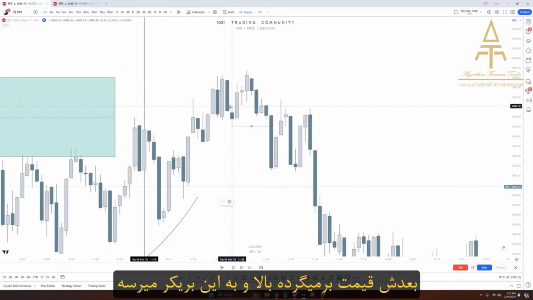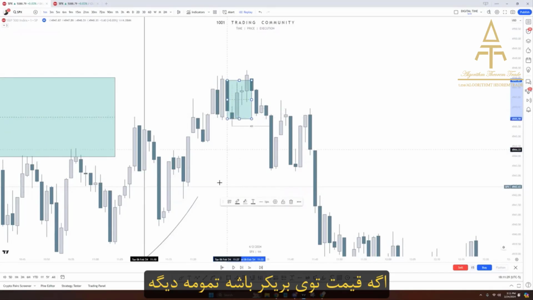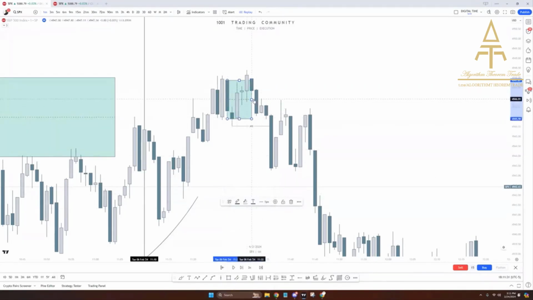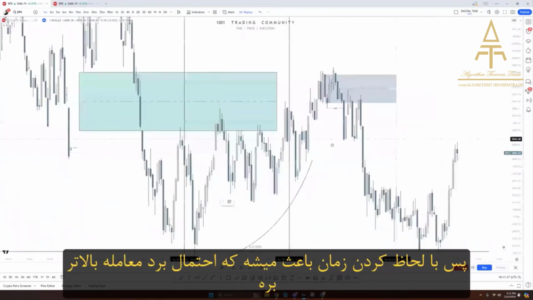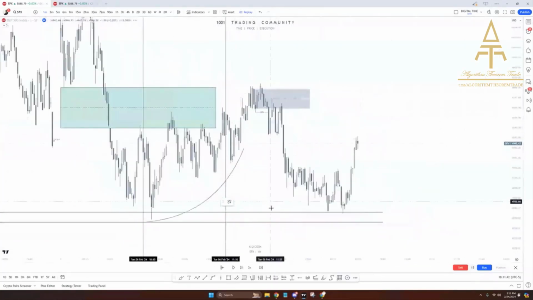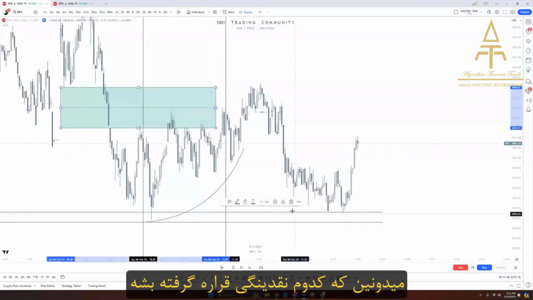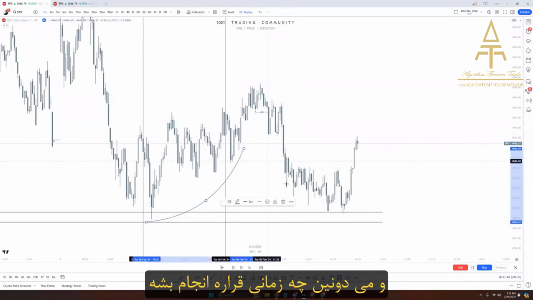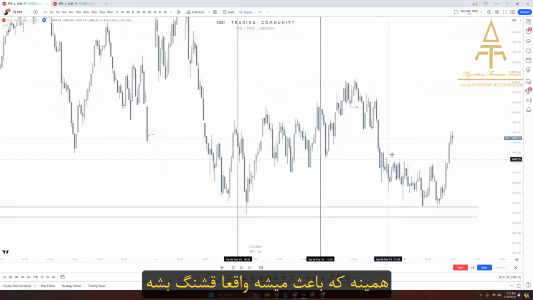pushes into this breaker. If you're into breakers, then here it is. It gives you an opportunity to short. So this makes it high probability. You're including time into all of this. You know what it's going to go to, and you know what model it is. You know what liquidity it's taking. You know what time it's doing it. Okay? That's what makes it really beautiful.